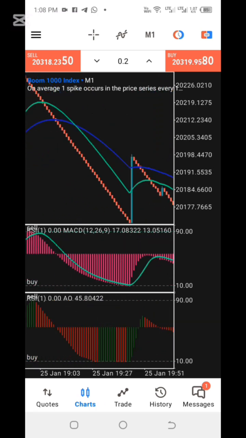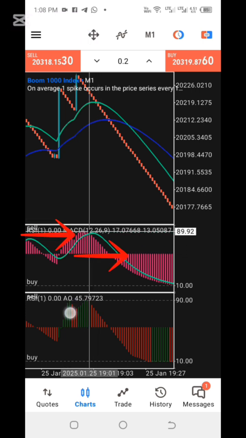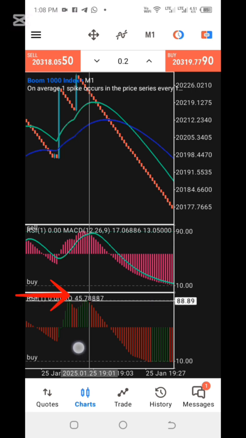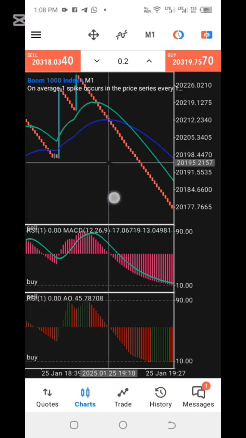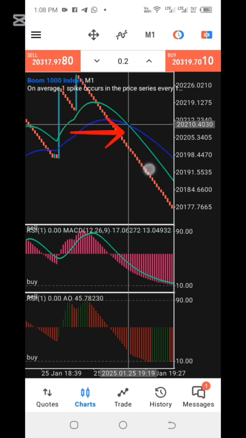Here is another perfect entry. The MACD reached level 90 and crossed the zero line. The awesome oscillator reached level 90 and crossed the zero line. And there's confirmation on the main chart whereby these two moving averages crossed. Then we can take our sale and we take 10 candles.